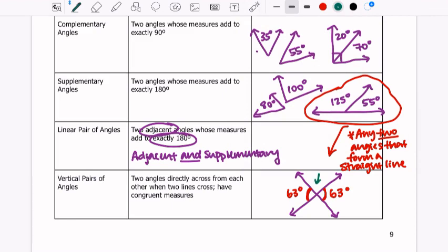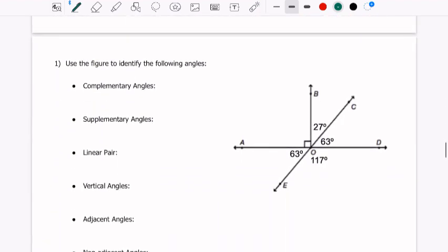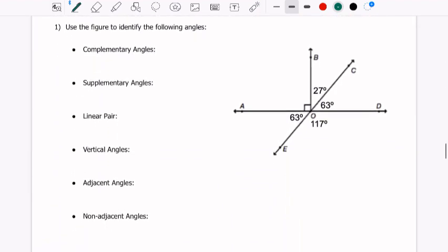So this angle here and this angle here are also vertical as well. So you always end up with two vertical pairs. All right, when you're ready, go ahead and we're going to flip over to our next page. We're going to look very briefly at a couple examples, okay?